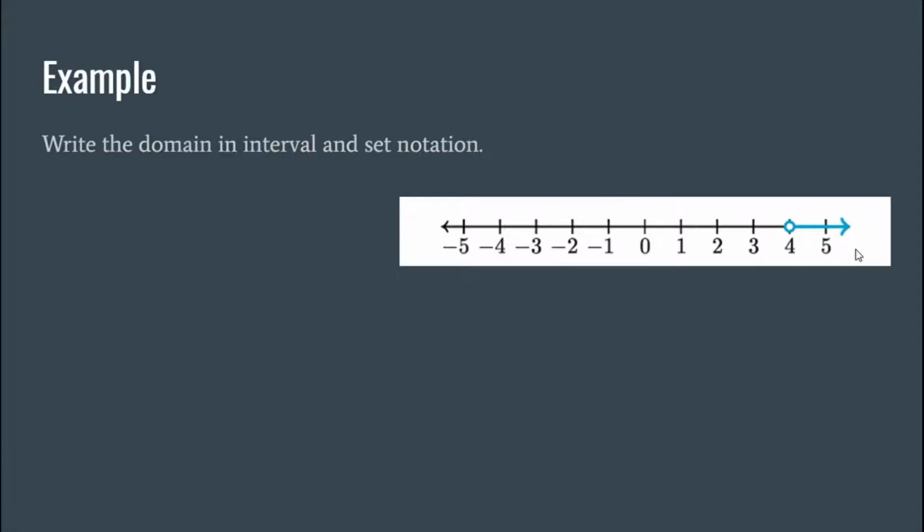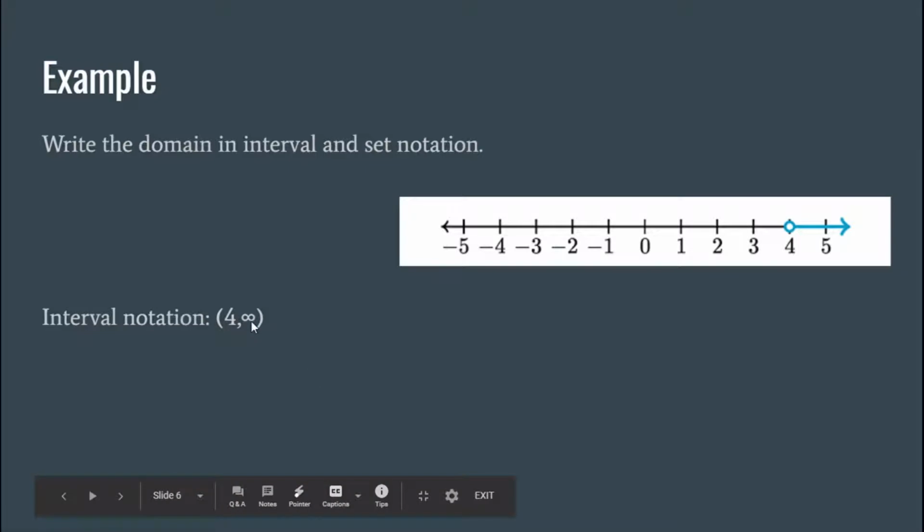So in interval notation, we always go from smallest value to largest value. So in this case, our smallest value is 4, and our largest value is positive infinity because it keeps going indefinitely to the right. So when we write interval notation, it'll look something like this, where we start at 4, because that's our smallest value. And there's an open circle at 4, so 4 gets a parentheses. Our largest value is infinity, and remember, infinity always gets a parentheses.